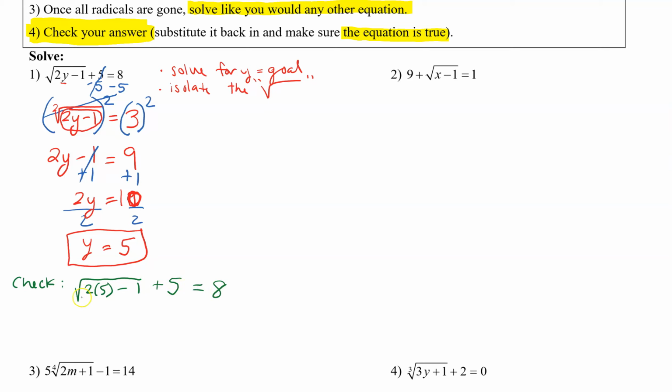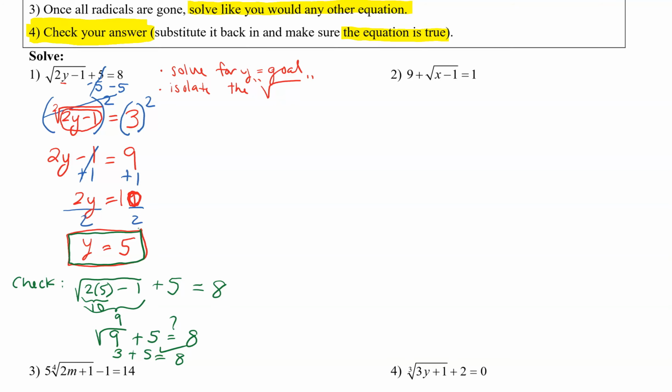So this would be 10, right? And then 10 minus 1 would be 9. So the square root of 9 plus 5, we're trying to see, does that equal 8? And as we know, the square root of 9 is 3. So yes, this checks out. So this is definitely my solution. So then I'm done.